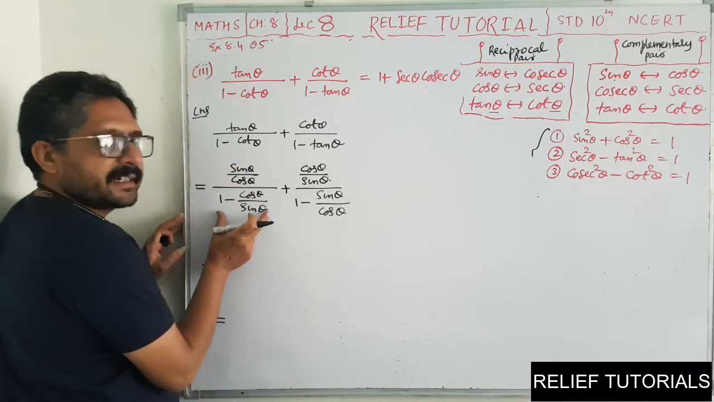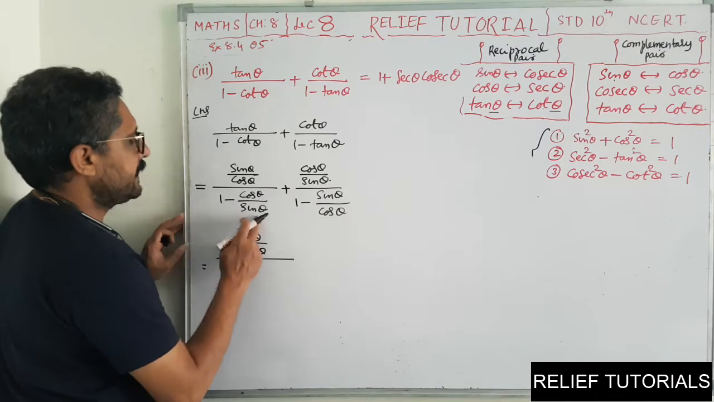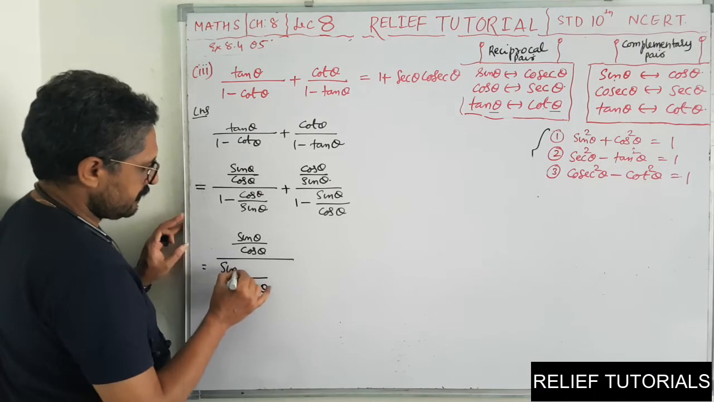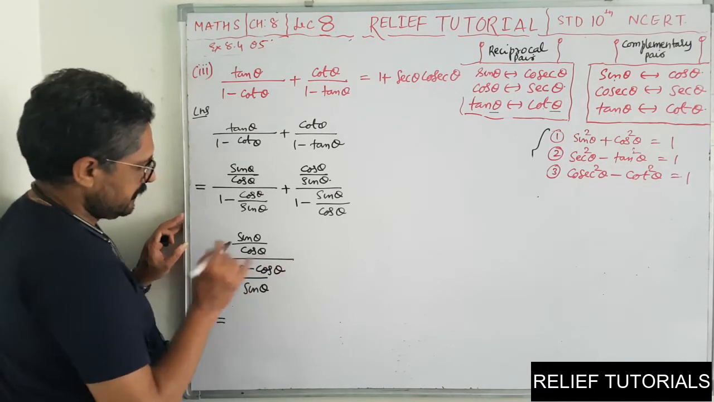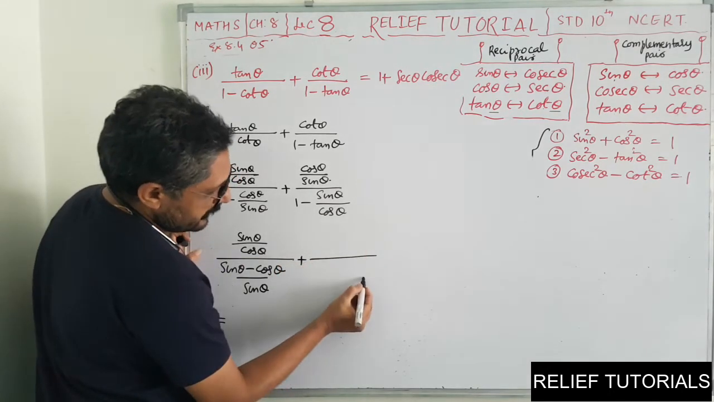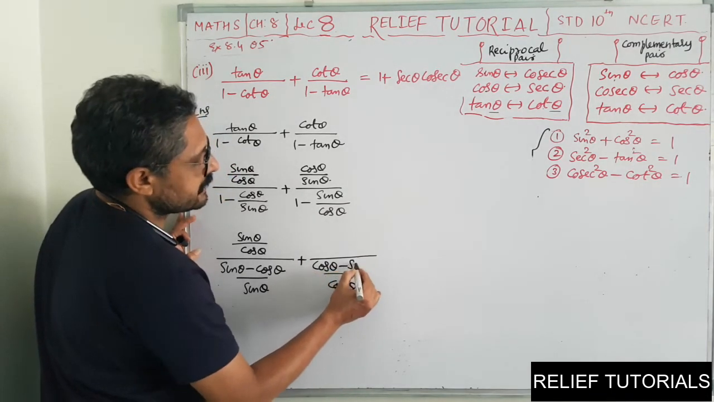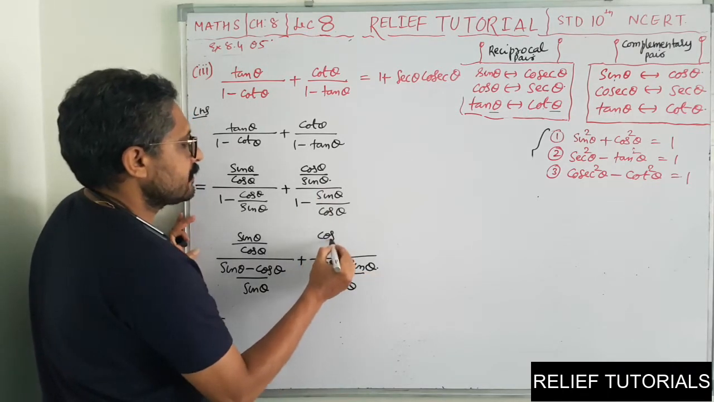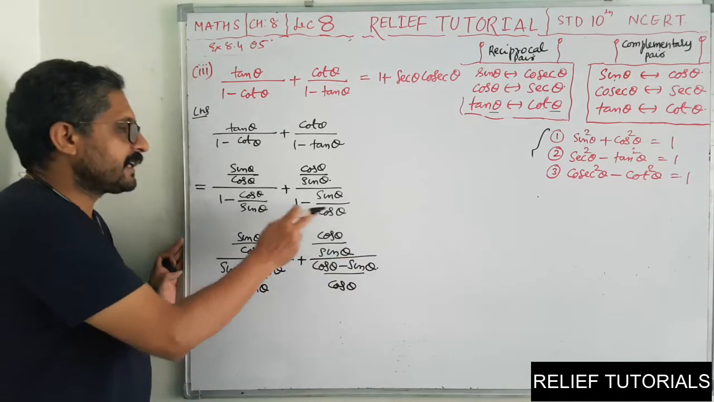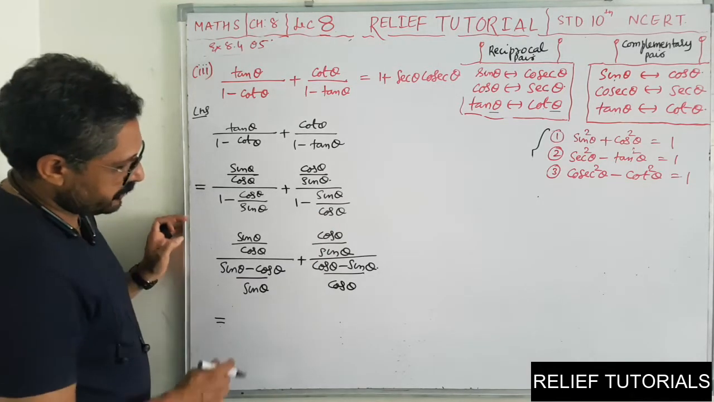So what you can do here, I can take LCM. Numerator as it is, I will take LCM. So LCM here is sin theta: sin theta minus cos theta. Here also LCM, LCM is cos theta. So we will get here cos theta minus sin theta. Numerator as it is, cos theta upon sin theta. So any doubt in this step? Nothing I have done, I have just taken the LCM of the denominator. Clear? Now see what we can do here.